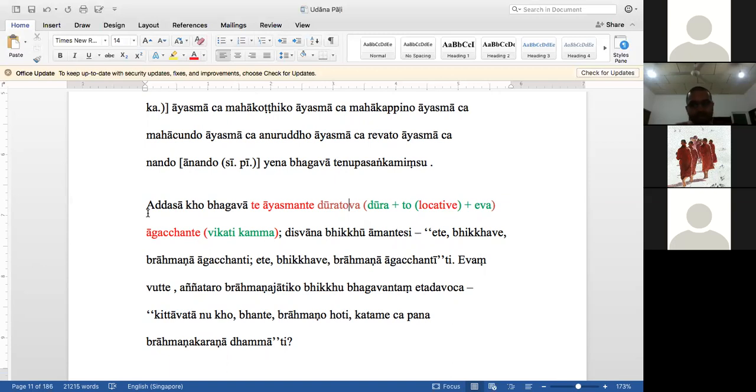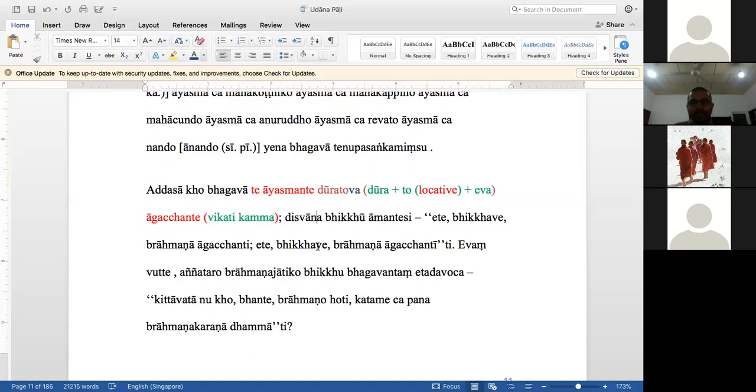So traditionally also they translate, when I asked him, they get the meaning as we said: Buddha saw them from far away before they came close. And the point that you are mentioning is a valid point, because otherwise the eva is not necessary. Right. Okay. Thank you for that. But this vikati kamma meaning, it's very difficult for me to explain. But that's how they explain.